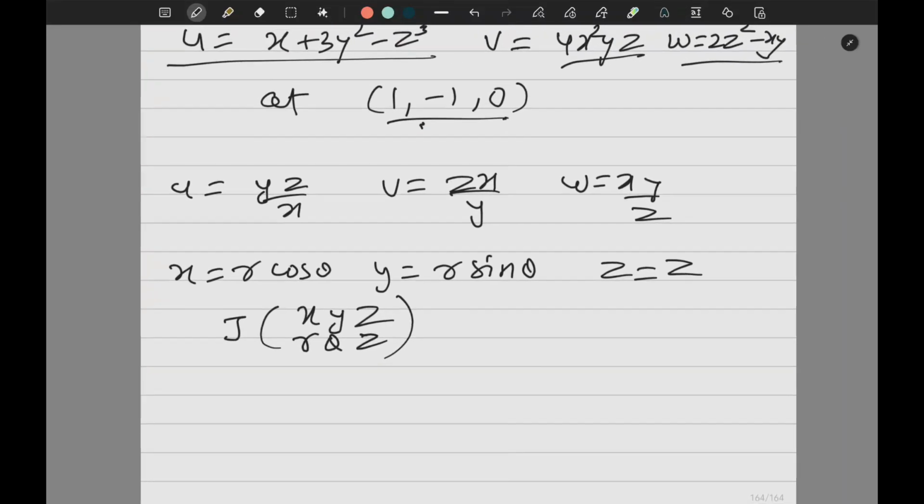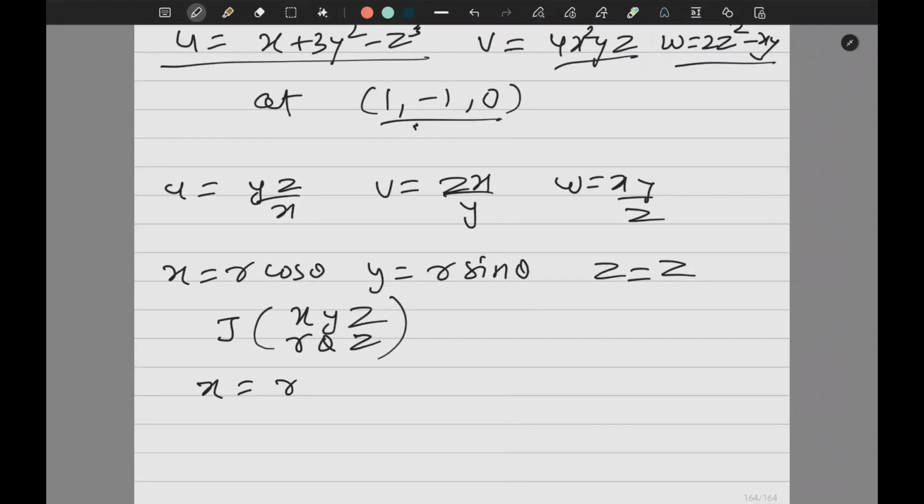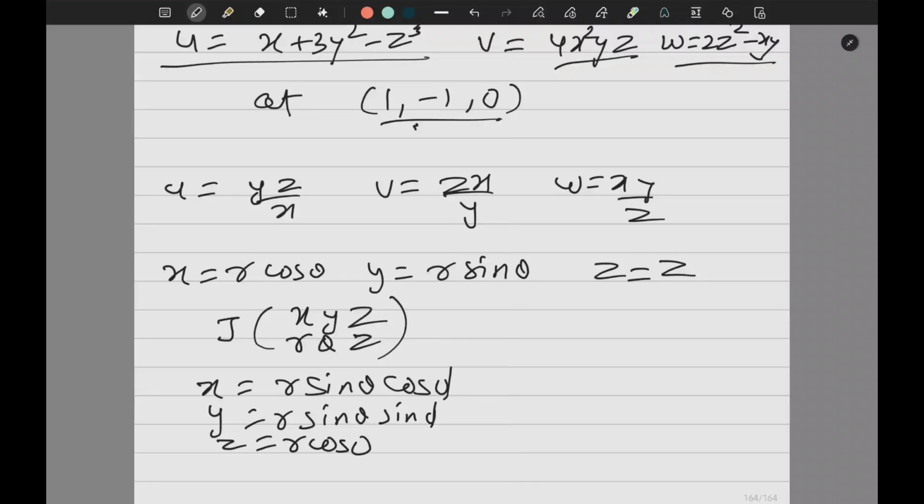Then we have the spherical coordinate. Spherical coordinate, x is equal to r sin theta cos phi, y is equal to r sin theta sin phi, and z is equal to r cos theta. So I can ask you the Jacobian of x, y, z with respect to r, theta, phi. So just find out the derivatives and put in the determinant and solve it.